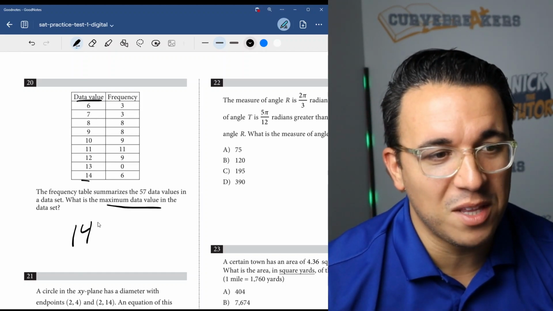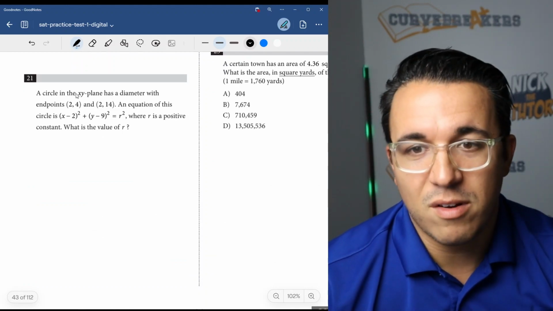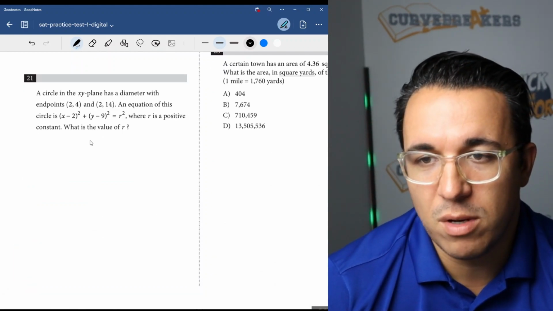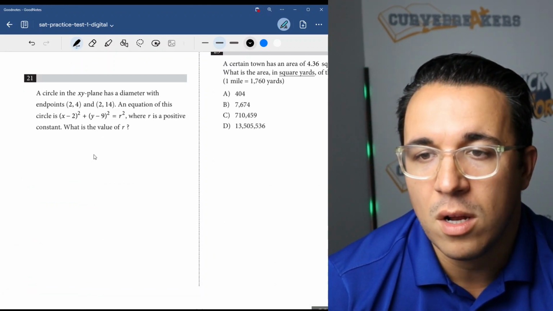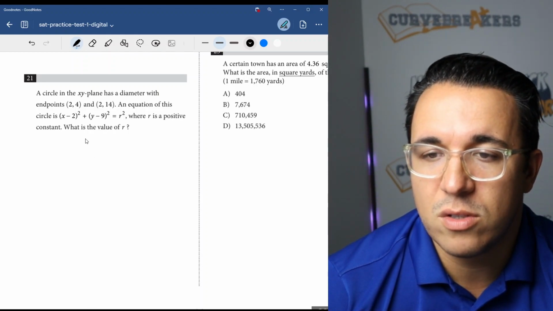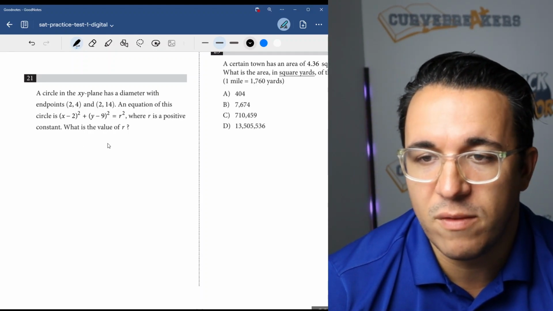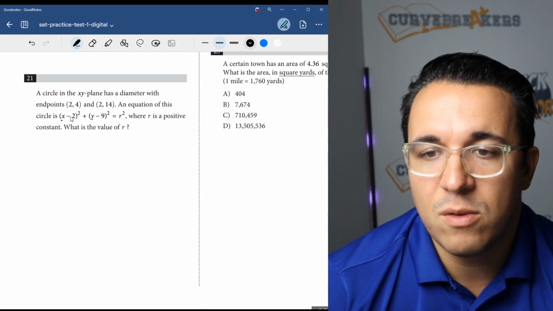Sometimes I don't know what they're thinking with these questions, but that is the correct answer. All right, number 21. The circle in the xy-plane has a diameter with endpoints (2, 4) and (2, 14). The equation of this circle is this, where r is a positive constant. What is the value of r? Well, if we fill in x and y, we should be able to get r.